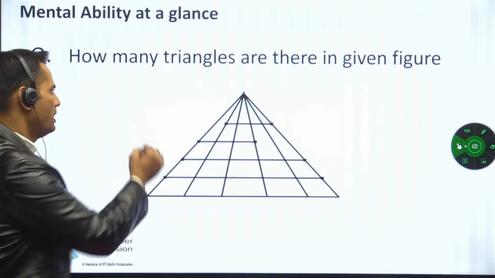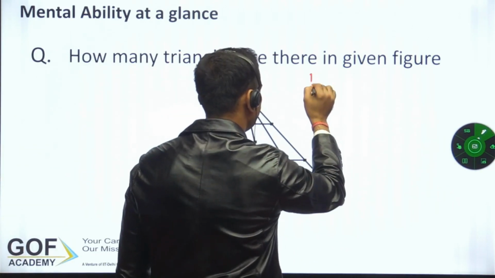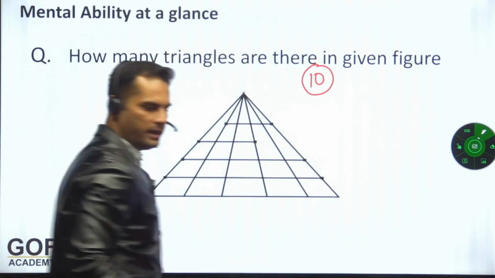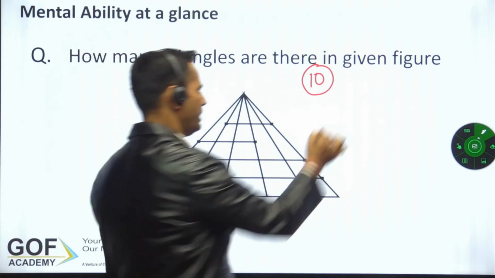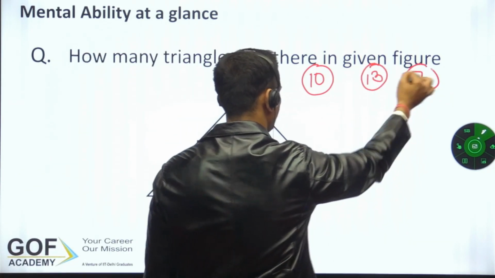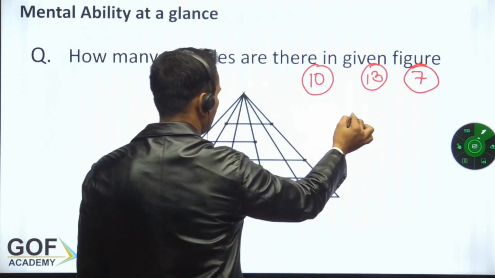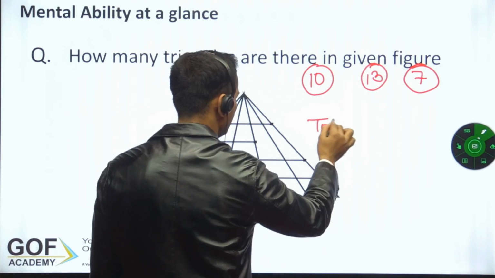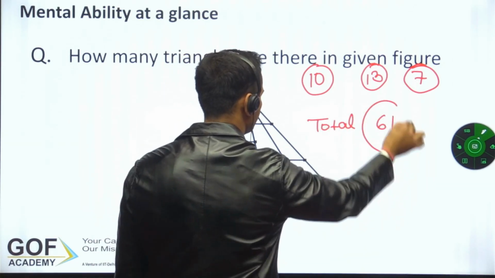10. Okay, I could hear some student has said 10. Any other answer apart from 10? One student said 10. There are 10, 13. Okay, somebody said 13. One student I can hear 7. Let me tell you, there are a total of 61 triangles in this given figure.